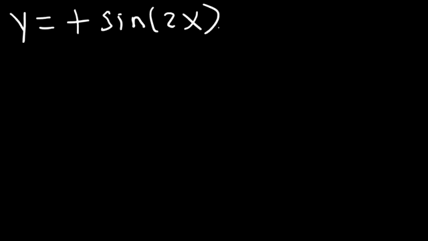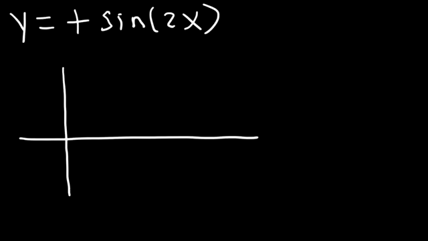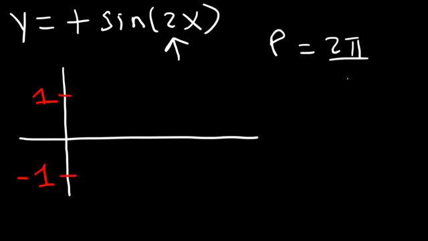So how can we graph this particular function? Positive sine 2x. What would you do to graph it? So the first thing we need to realize is that the amplitude is 1. So it's going to vary between 1 and negative 1. Now we need to calculate the period. So how can we find the period? We know it's 2 pi over b. B is the number in front of x. So therefore, b is 2. So the period is pi.